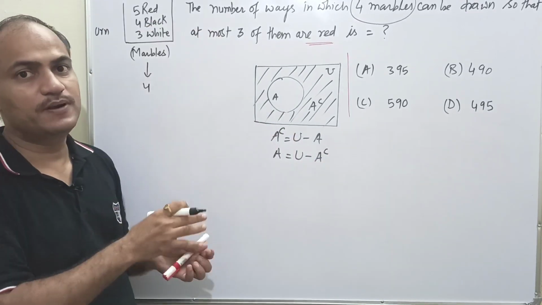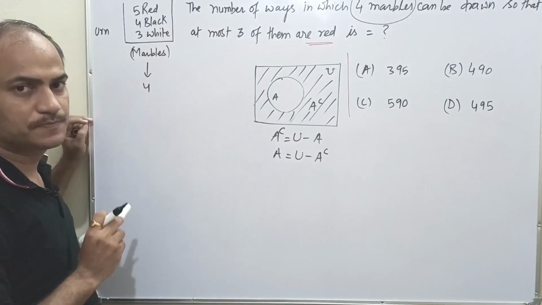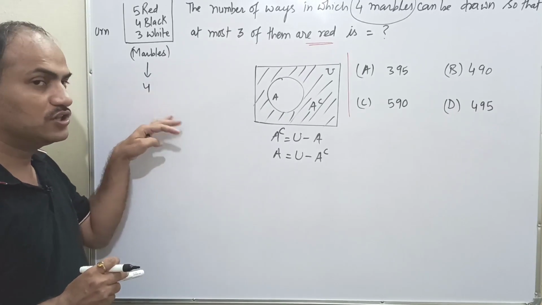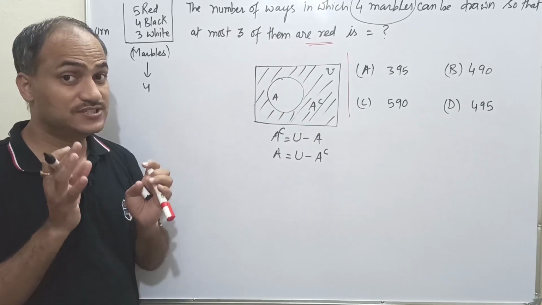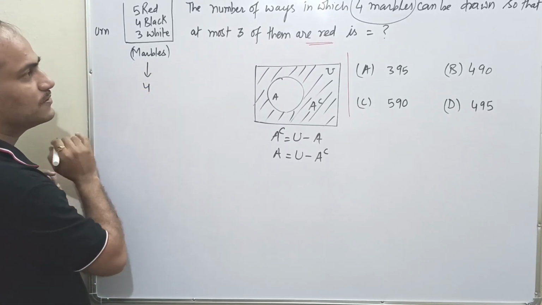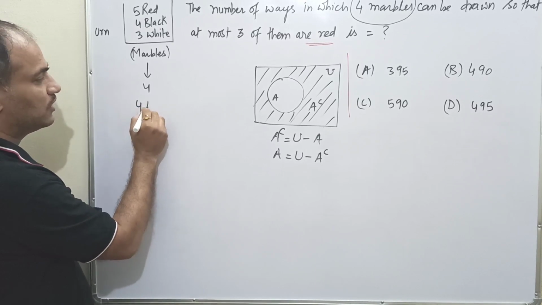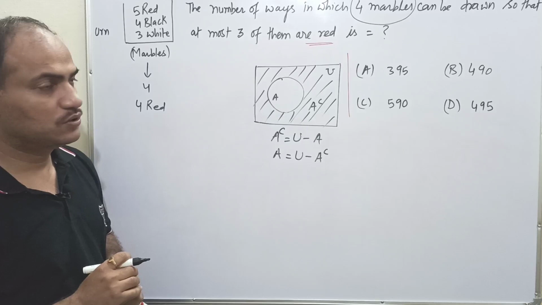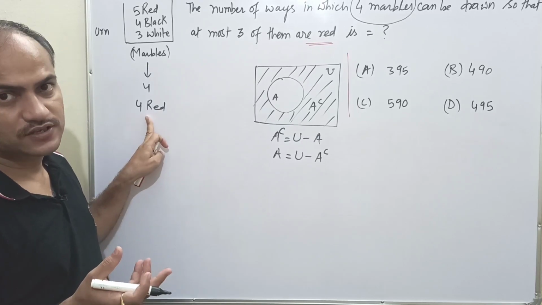Can we find the complement of the event which we just discussed? There were 4 possibilities which we discussed. Can we find the complement of that? Just think about it carefully. When we were drawing 4 marbles, the complement was this: 4 red. This was the possibility left. This can be the complement of this event.